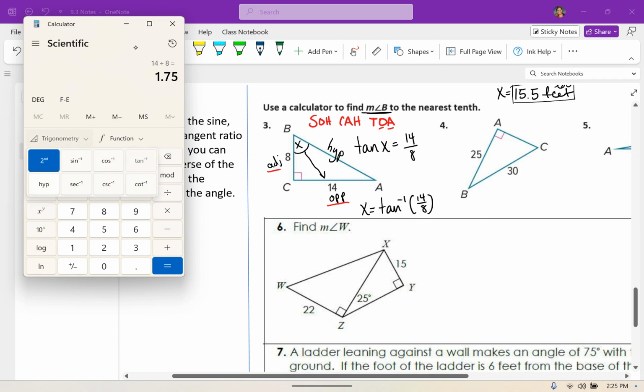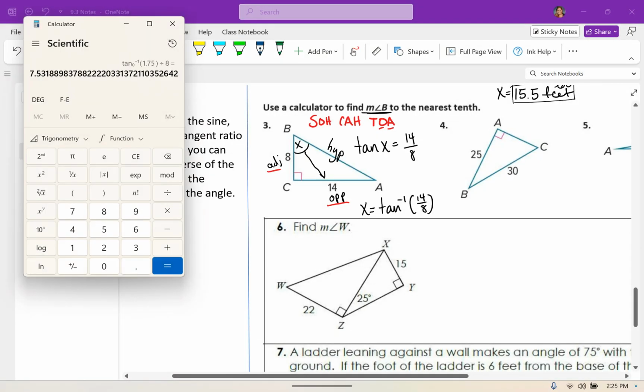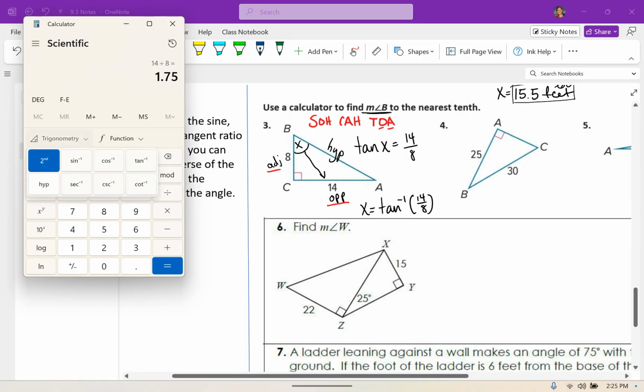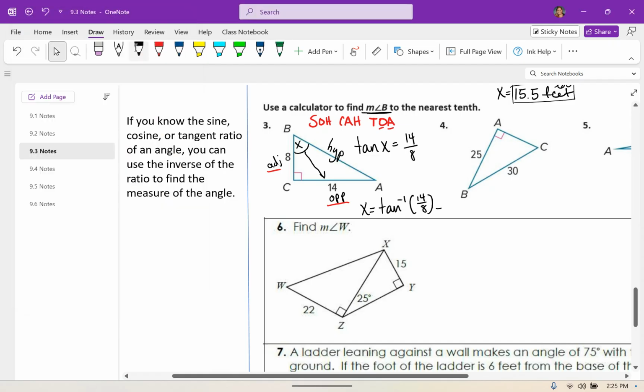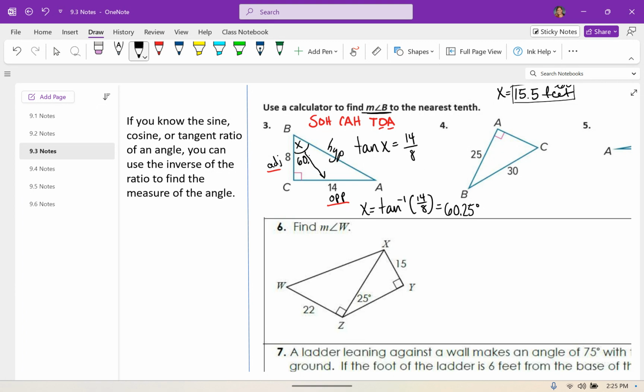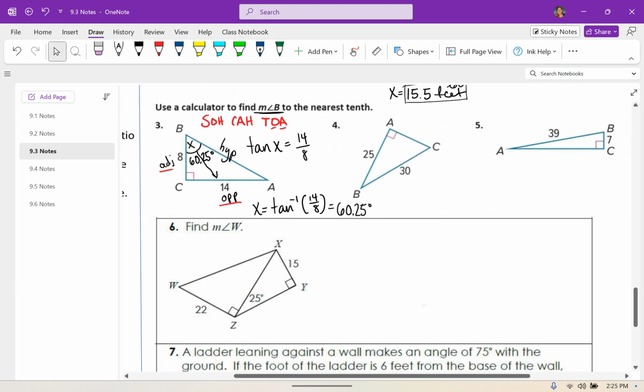So second, tangent, equals. I think I messed up. Let me try that again. So 14 divided by 8 equals, inverse tangent. So about 60.25 degrees. And that kind of looks like a 60-degree angle. Okay, how about number 4?